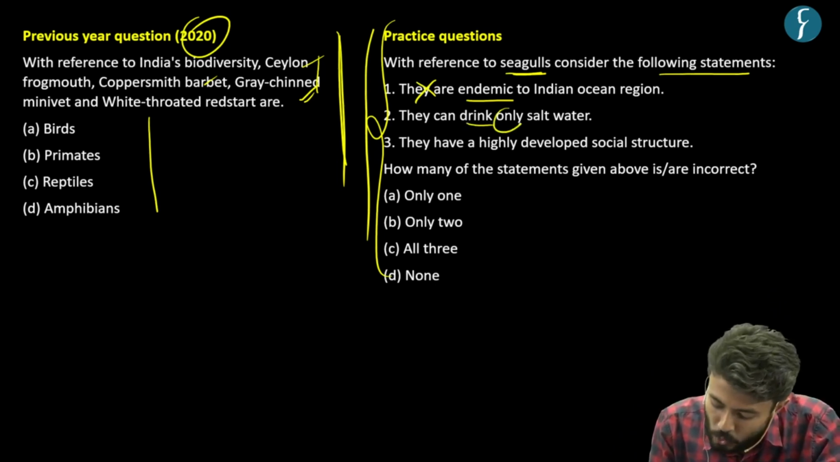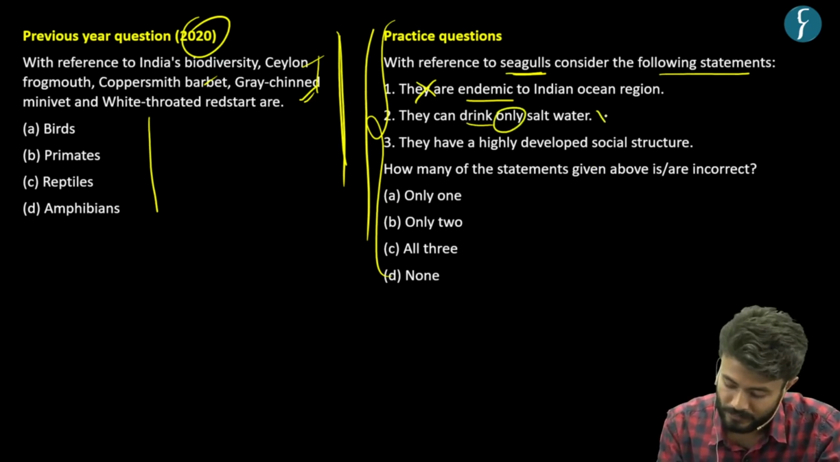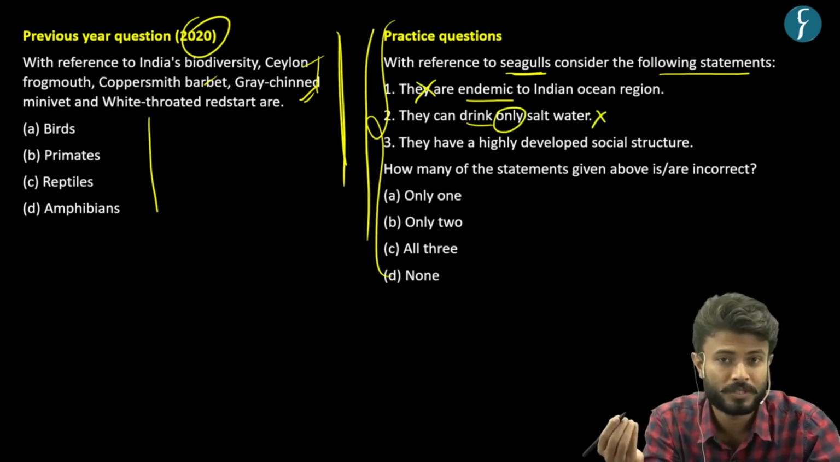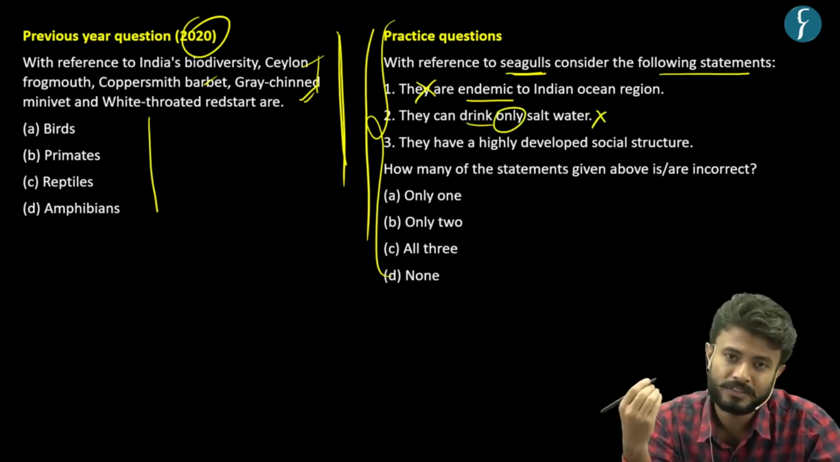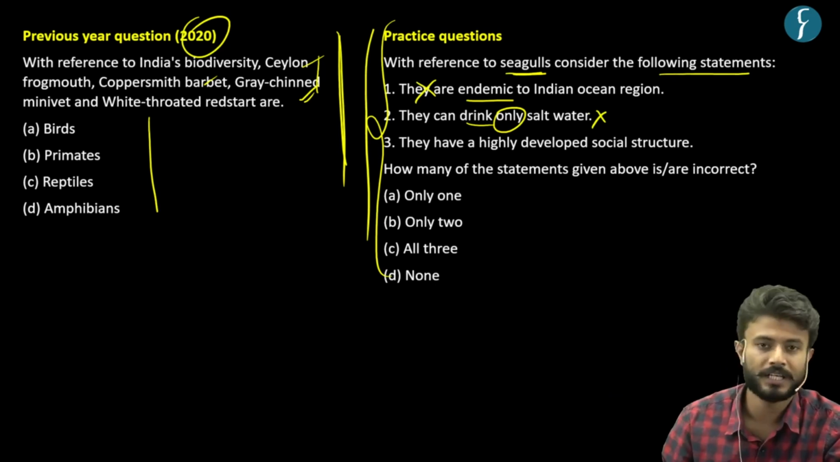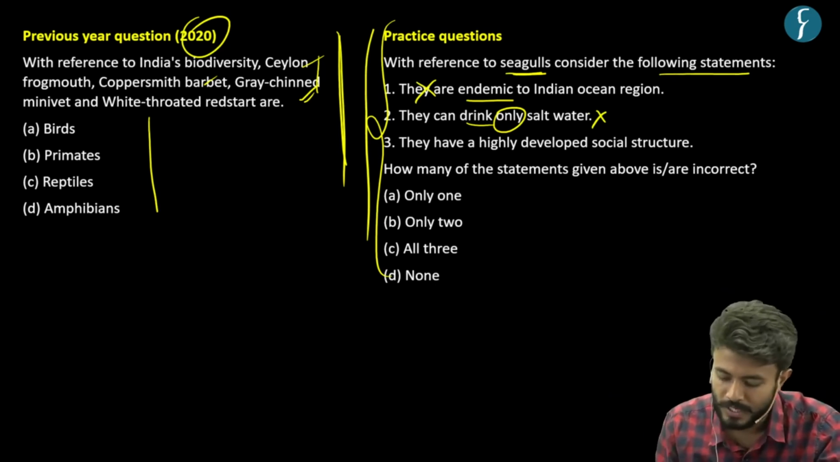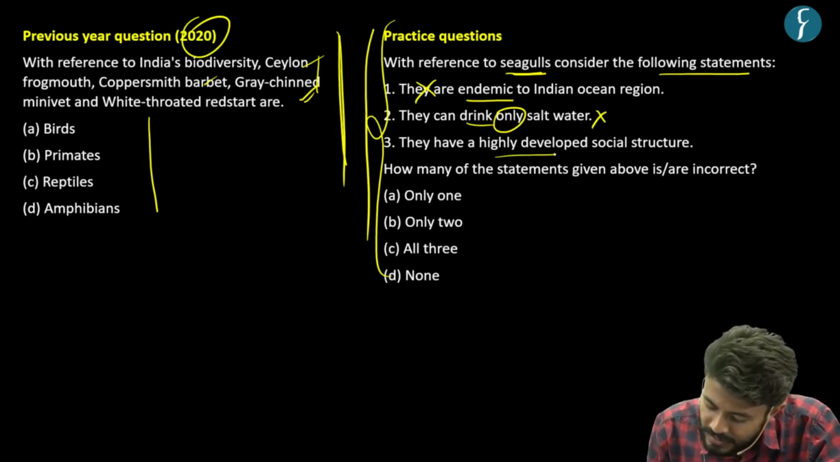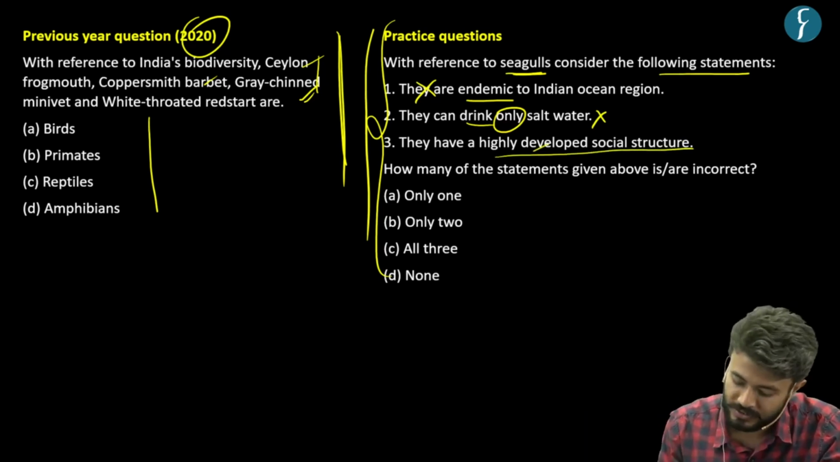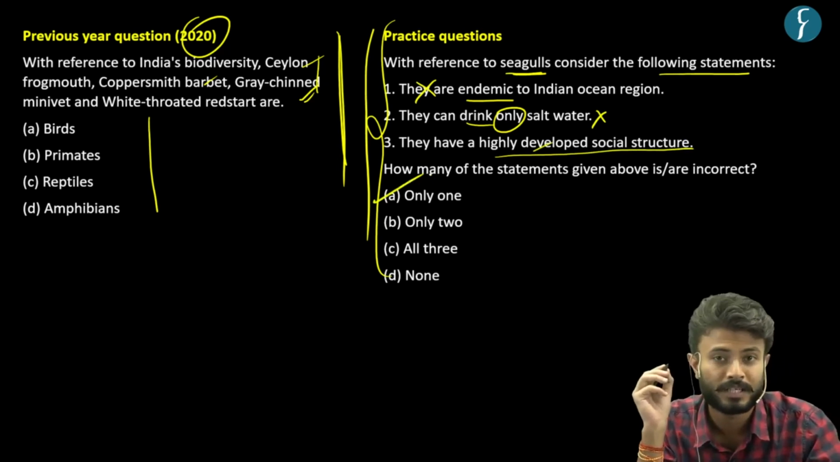They can drink only the salt water? No, they can also drink fresh water. The only ability is they have the presence of glands which flush out the excess salt. So the second is also incorrect. They have a highly developed social structure. Now this is correct, and hence A, only 1, will be the correct answer.